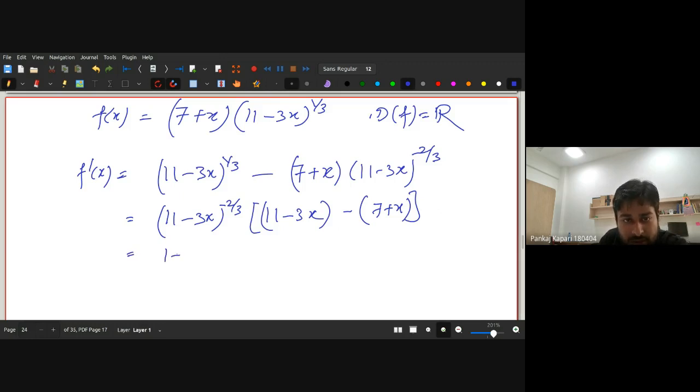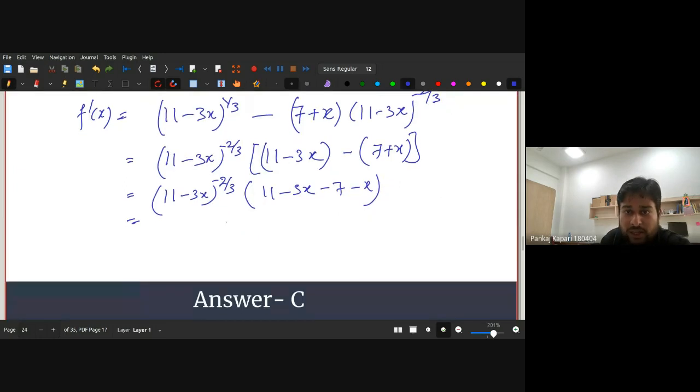Again, (11 minus 3x) to the power minus 2/3. Now open the bracket, we'll have 11 minus 3x minus 7 minus x. What is 11 minus 7? It is 4. So this is 4 minus 4x. If you take 4 common, you'll have 1 minus x, and in the denominator you have (11 minus 3x) to the power 2/3, right? So this is our derivative.